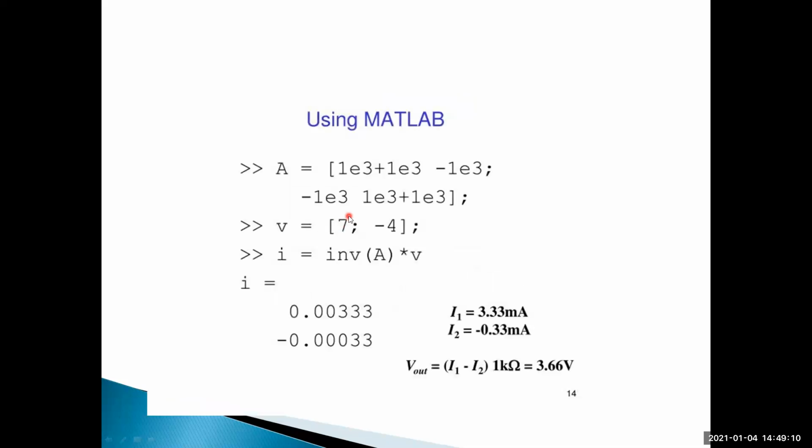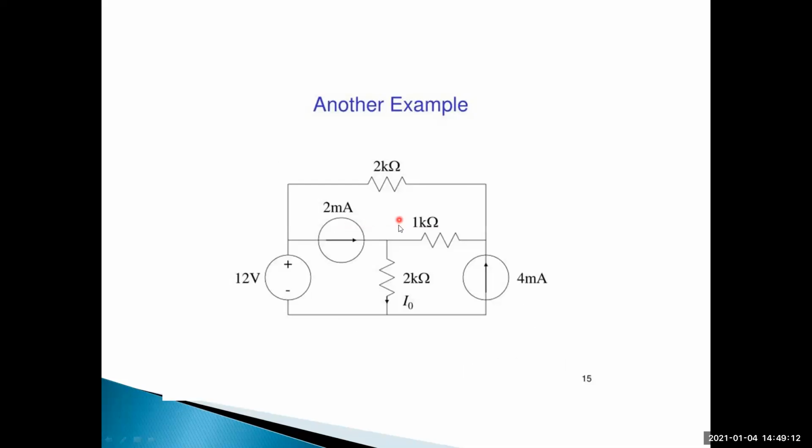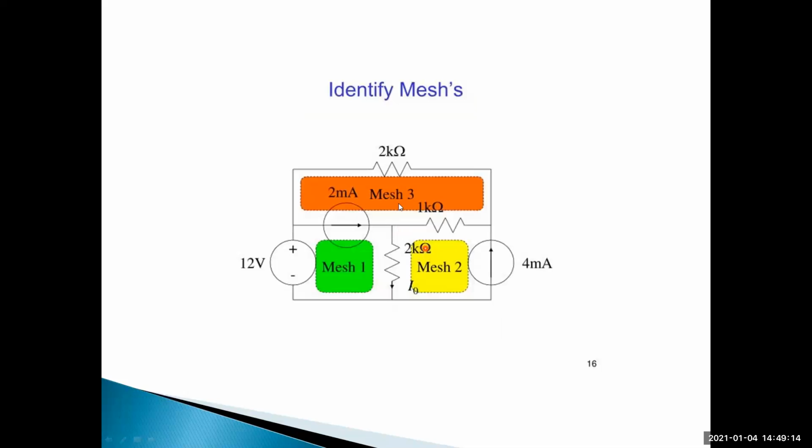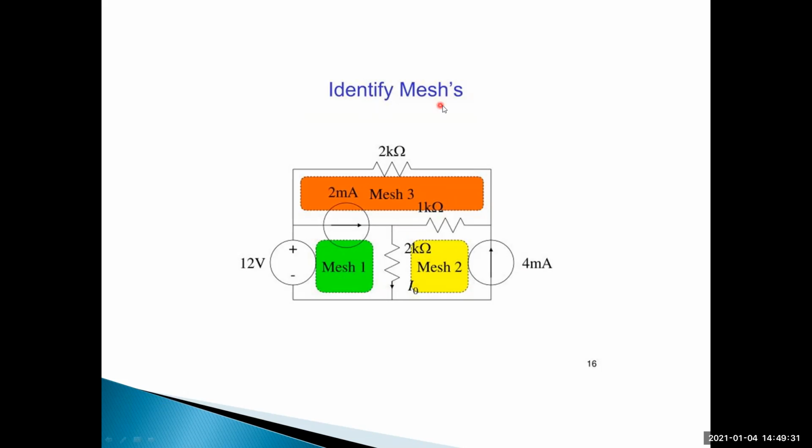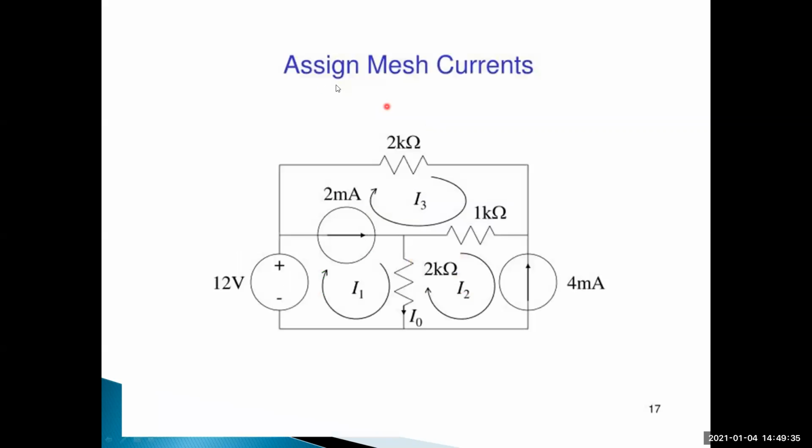Okay, first step, what is the first step here? Assign meshes. So mesh 1, mesh 2, mesh 3. This is the first step. And then second, loop currents. I1, this is clockwise direction, I2 clockwise direction, and I3 clockwise direction, like this. Assign mesh current. Identify the meshes first, and assign meshes like this.